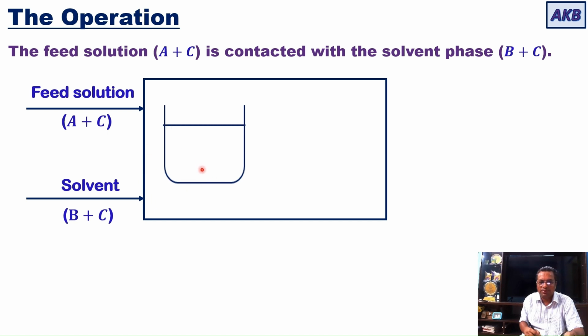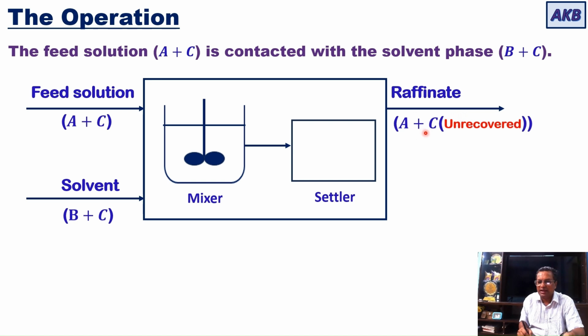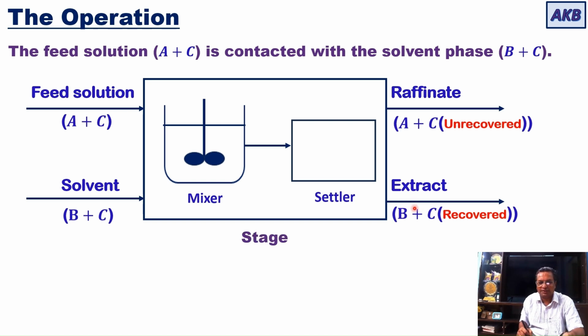And then these two will be mixed in the mixer, and then the resulting mixture will be transferred to the settler, where the mixture will settle into two layers. One will be the raffinate layer. Raffinate layer will contain A and C, which remains unrecovered. So there is no B in it. All of the A remains in raffinate phase. And you have the extract phase where it will be containing B and the recovered solute C. It will not contain A in it. All of B will remain in the extract phase.